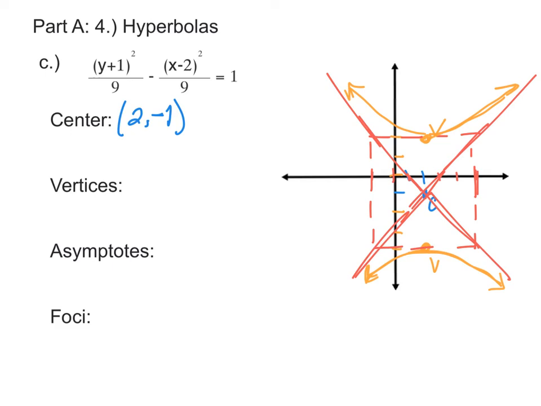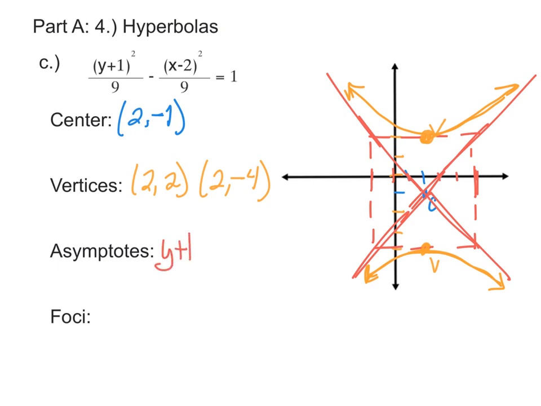But we forgot to label everything. So just looking at our graph, we see this top vertex is at the point 2, 2. And looking at the one at the bottom, it has the same x coordinate 2, but we went down 3, so that's at -4. The asymptotes, both asymptotes run through the center, so that will be the point I use.